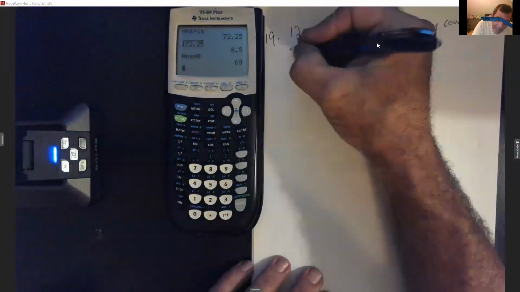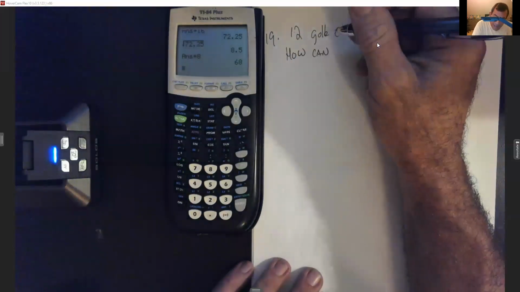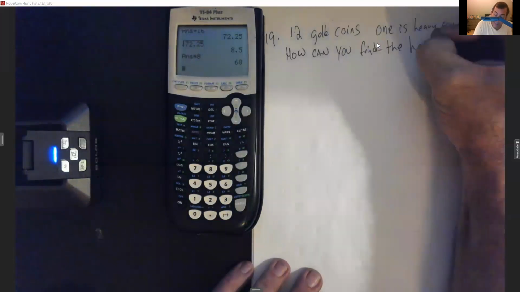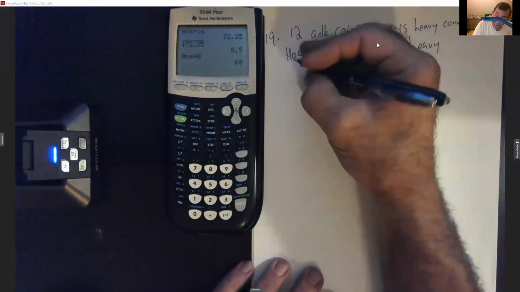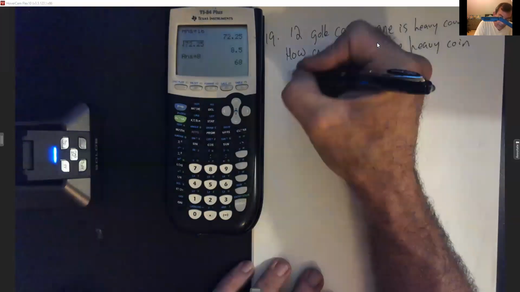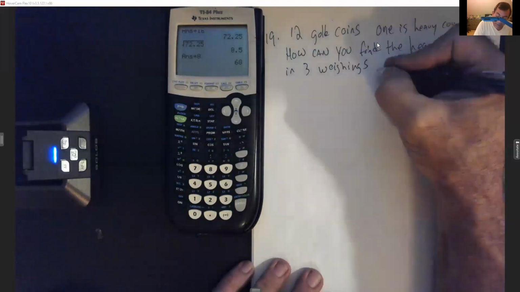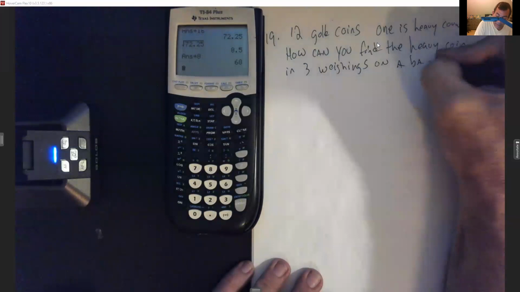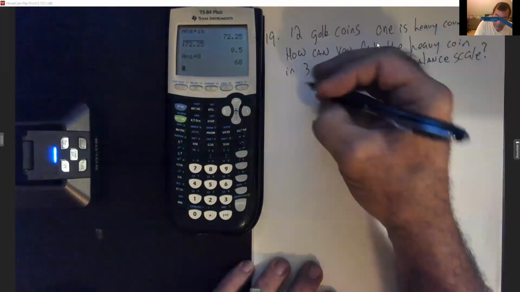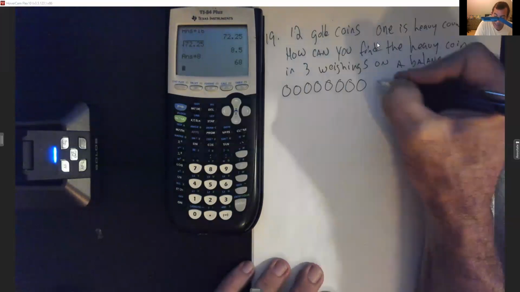The question here is how can you find the heavy counterfeit coin, or the heavy coin, in 3 weighings on a balance scale? So check this out. I got 12 coins: 1, 2, 3, 4, 5, 6, 7, 8, 9, 10, 11, 12.